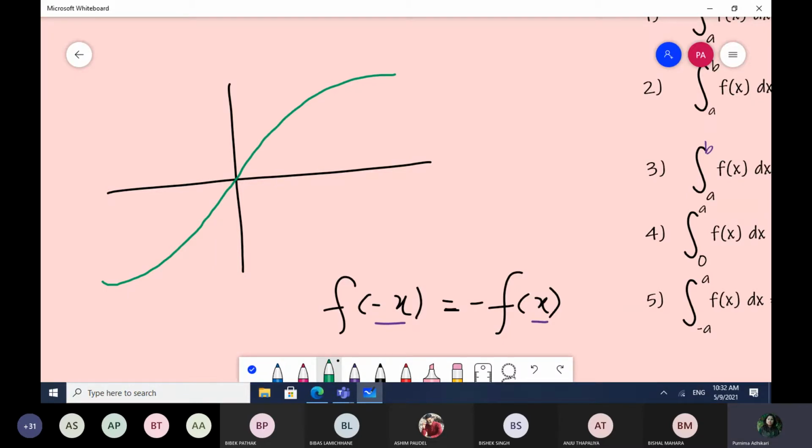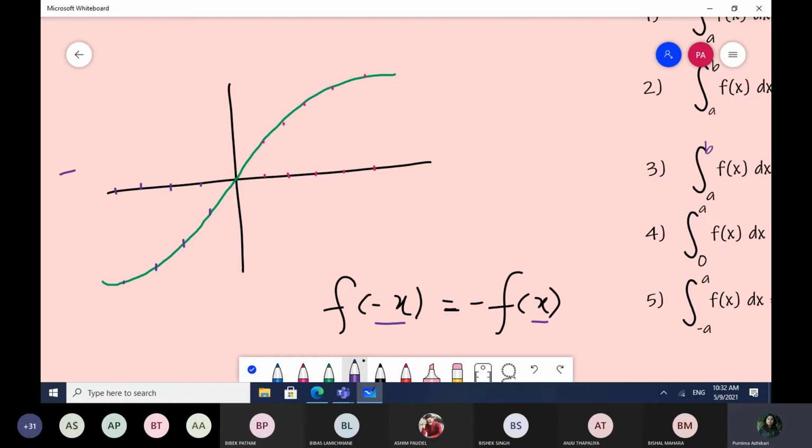Isn't this your odd function? You see, suppose for positive values of x, your function is giving you positive values. For negative values of x, your f of x will be equal in length. I mean the modulus will be the same, but the sign will be different. So for negative values, you can see your f of x is equal in value but negative in sign. Okay, opposite direction. So this is the odd function.